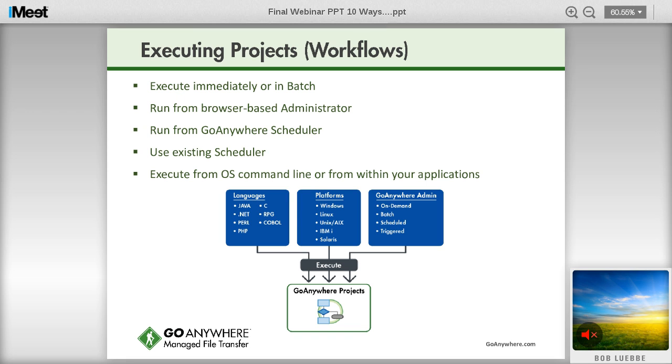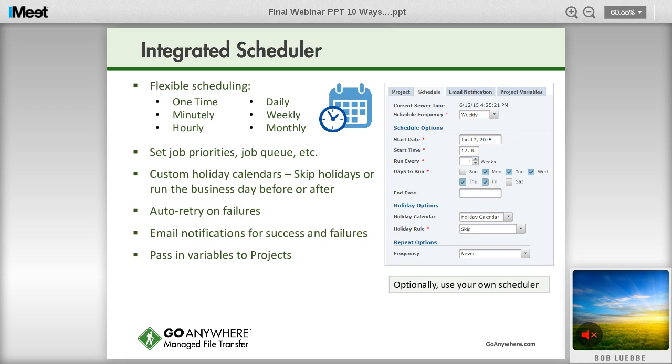GoAnywhere is just sitting there listening for a request to come over the network. Your application will make that request. GoAnywhere will run the project that was requested, do whatever type of file transfer activity it needs to do, and then it will return a response back to your application to let it know if it was successful or not.